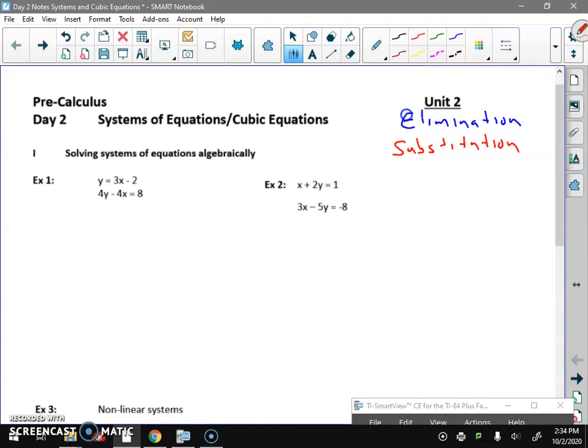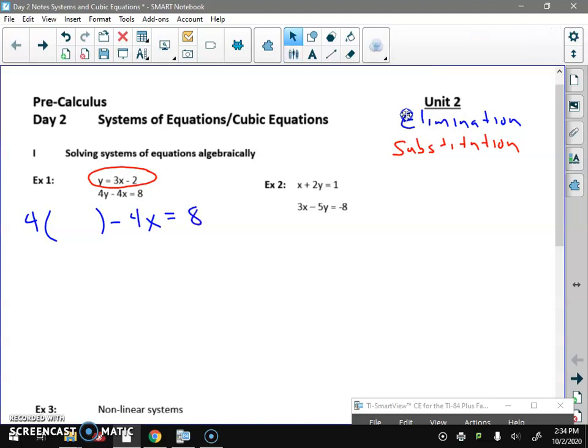For example, I see this right here, y equals. In my other equation, I'm going to substitute, or wherever I see that y, I'm going to replace it with what it equals. So 4y minus 4x equals 8 becomes 4 times (3x minus 2) minus 4x equals 8. I created a single variable equation, hence I can solve it.